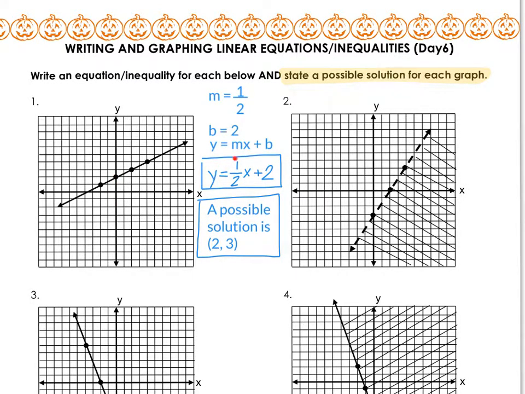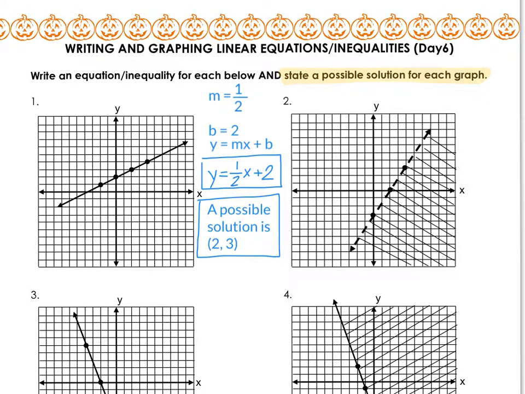You can even put this in y equals and check your table to get some nice points. But a possible solution is definitely (2, 3), because over 2, up 3 is a point on the line. So again, you're just picking any point that's on that line. Okay, let's look at the next one. When I look at number 2, I can see that this time it's definitely an inequality for 2 reasons. It's a dotted line, and it has shading.